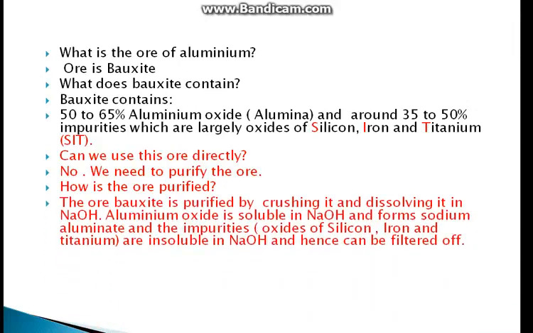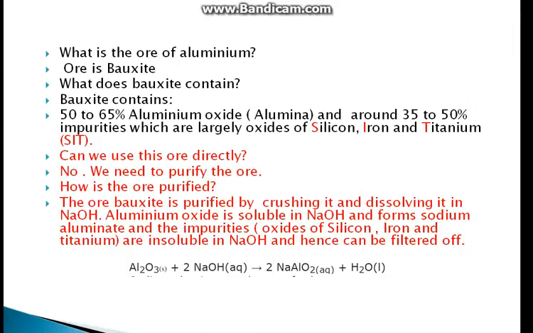This bauxite ore is basically crushed and then dissolved in sodium hydroxide. Now why do we do it? Well, aluminium oxide is soluble in sodium hydroxide and forms a compound called sodium aluminate, while the impurities, that is the oxides of silicon, iron, and titanium, are insoluble in sodium hydroxide and hence can be filtered off. So what you get is pure sodium aluminate.